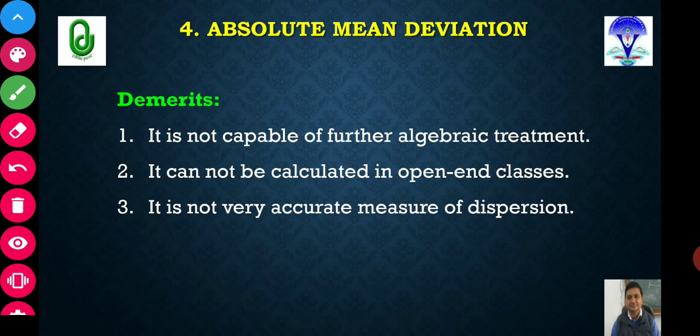So with this I am finishing absolute mean deviation, the fourth of the absolute measures of dispersion. In the next lecture I will be covering the remaining absolute measures of dispersion and also the relative measures of dispersion, and then we will be finishing the measures of dispersion. Thank you.